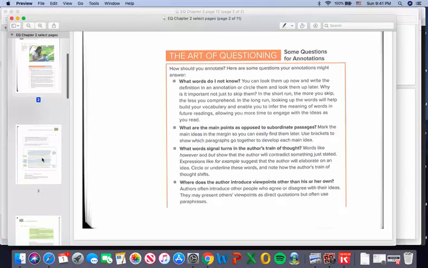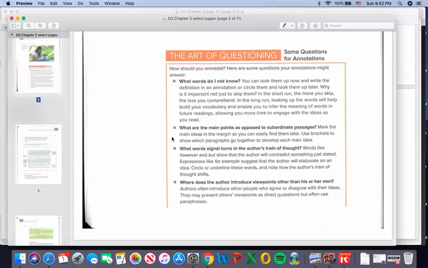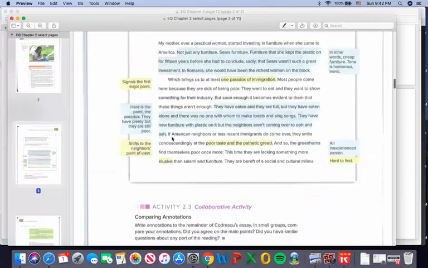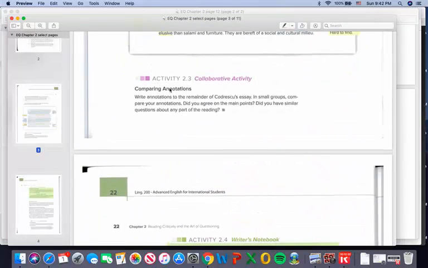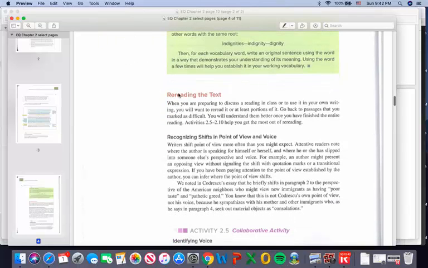So let's look, again, what's our heading that we're looking for? What to do is you reread the text. So we're looking for something that's going to tell us about how to reread the text. So we've got comparing annotations. That doesn't really seem like it. Oh, rereading the text. That is exactly what we're looking for. So now we've got this heading. We're looking for something that's going to be a group under it.